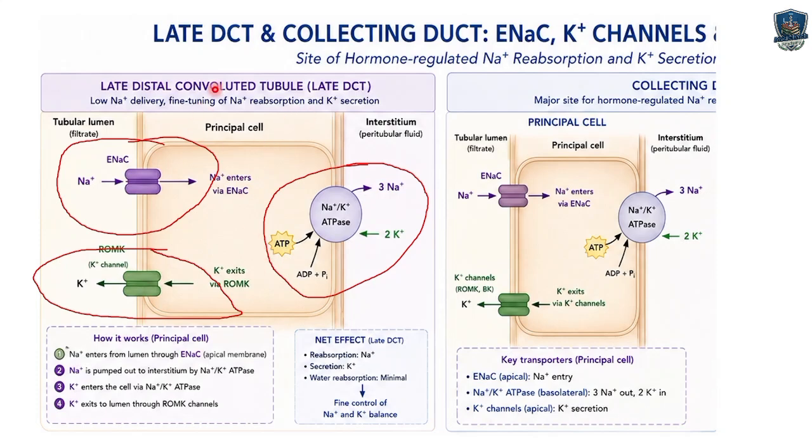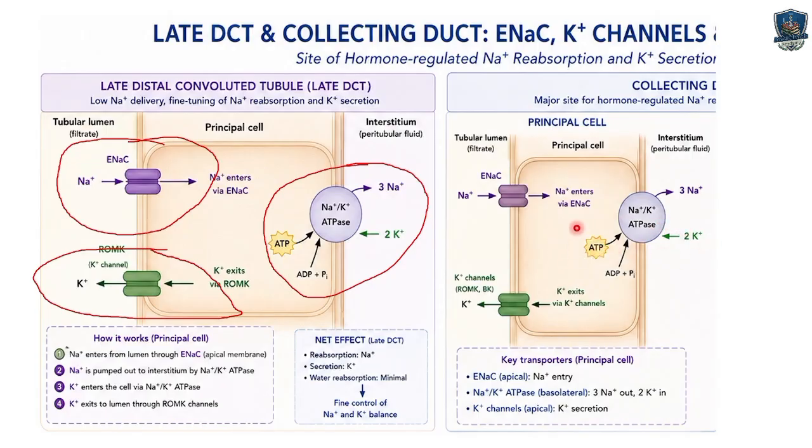And the same happens in the late DCT, and it can also happen in the collecting duct. So the same happens in the early stage of the collecting duct. So these are the images of collecting ducts where that same process tends to happen. Whereby the sodium moves inside by the ENaC channel, and when the sodium is inside, what happens? The sodium potassium ATPase pump will take sodium to the blood in exchange for potassium ions.